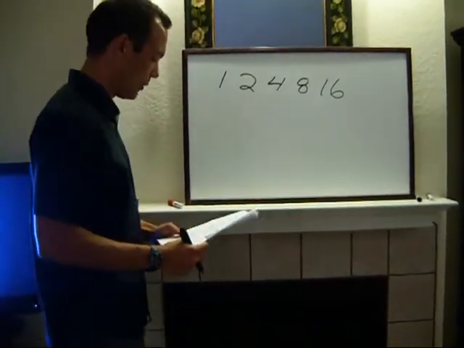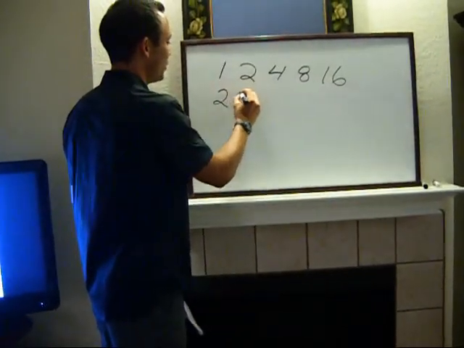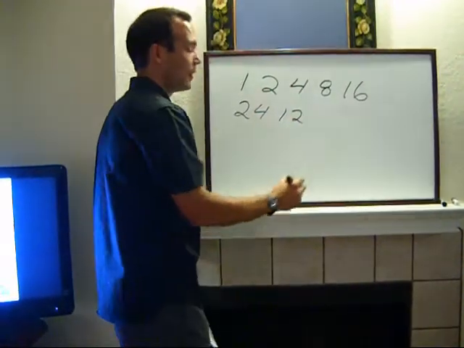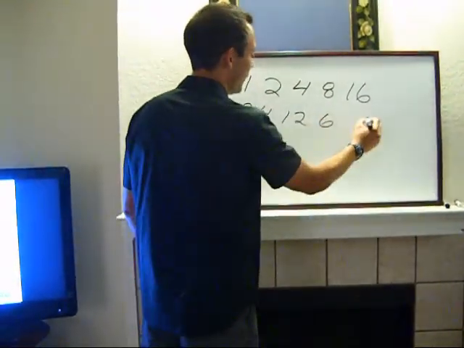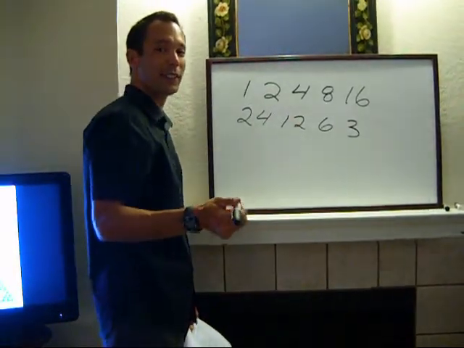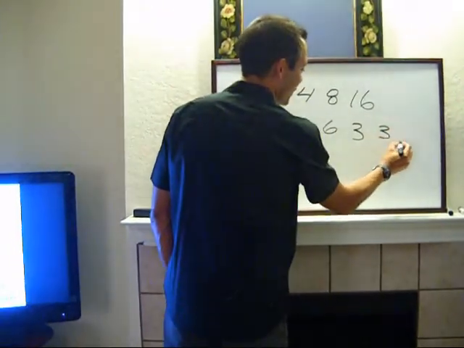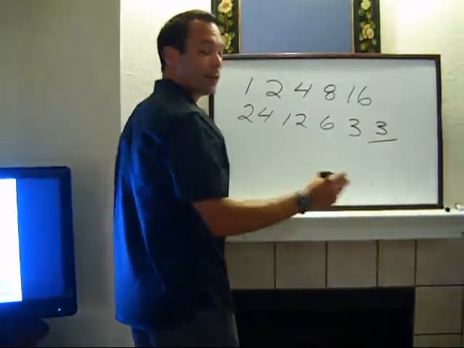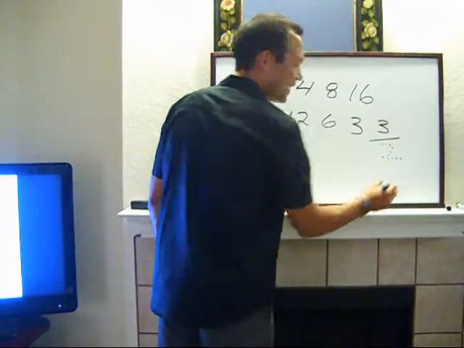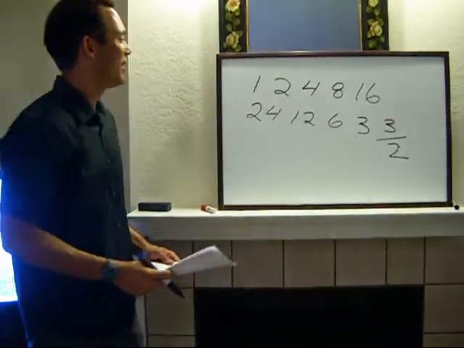Very good. And you can also do it the other way around. You can go from large to small. You go 24, 12, 6, 3. Anybody want to guess what the next number in the sequence is going to be? 3 divided by 2? Yes, 2. Very good. All right. So there we go.